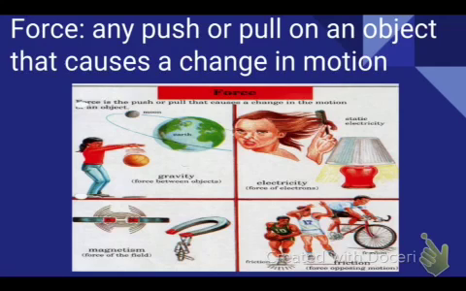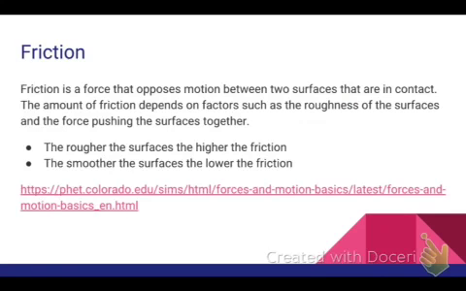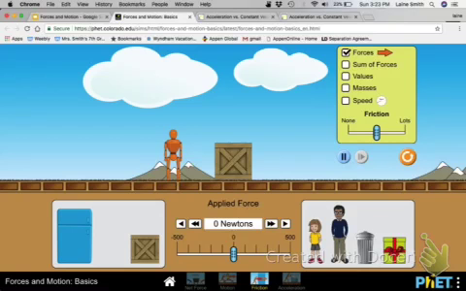Okay, so let's talk about friction. So friction is a force that opposes motion between two surfaces that are in contact. The amount of friction depends on factors such as roughness of the surfaces and the force pushing the surfaces together. So even if you have a smooth surface, if the force pushing the two surfaces together is greater, you're going to create more friction. So the rougher the surfaces, the higher the friction, the smoother the surfaces, the lower the friction. We're going to go check out an animation that shows you how that works.